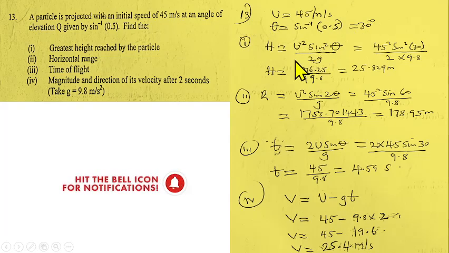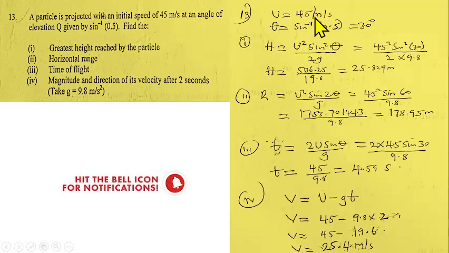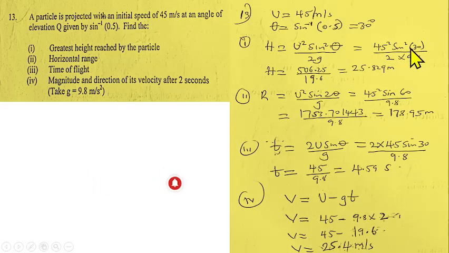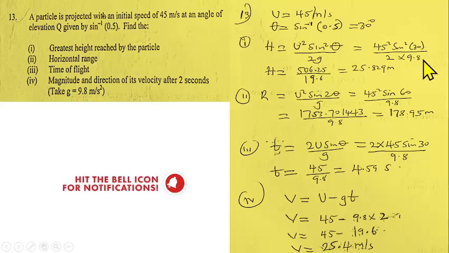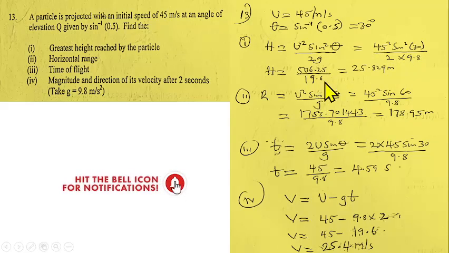Then from there, what is the greatest height? The formula for finding the greatest height of a projectile is u squared sine squared theta over 2g. Then you can substitute the values given to us here. You have 45 squared sine squared 30 over 2 times 9.8. Sine 30 is a half, squared will give us 1 over 4. Multiplied by this will give us 506.25 divided by 19.6. If you divide it, that should give us 25.829 meters.